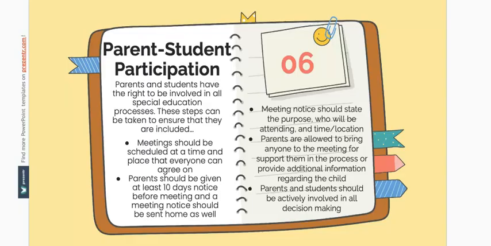Next is parent-student participation. Parents and students have the right to be involved in all special education processes. These steps can be taken to ensure that they are included. Meetings should be scheduled at a time and a place that everyone can agree on. That's educators, parents, students, anyone involved in this meeting. Parents should be given at least 10 days notice before a meeting, and a meeting notice should be sent home as well. The meeting notice should state the purpose of the meeting, who will be attending, and the time and location.